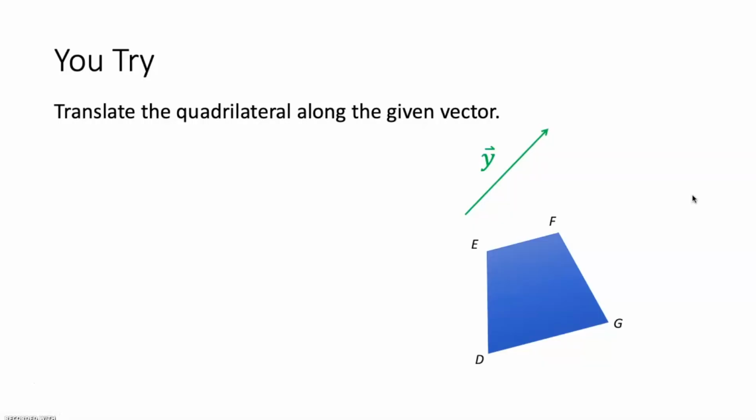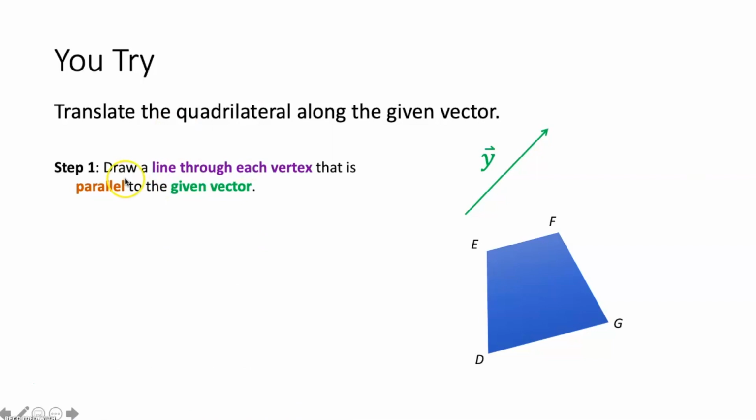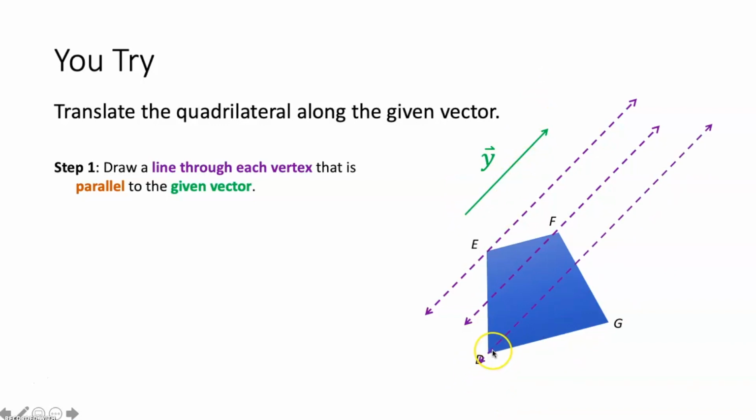Time for you to try. Okay, we're going to do the same thing here. First, you're going to draw a line through each vertex that is parallel to the given vector. So we're going to draw a line going through each vertex parallel to our given vector y up here. So line up your ruler with point E, and then you're going to draw a line that goes through point E and is parallel to vector y. Same thing with point F. You make sure that your line goes through point F and is parallel to vector y. Line up your ruler with point D, make sure it's parallel to vector y, and make sure that it goes through point D. Same thing with point G down here.